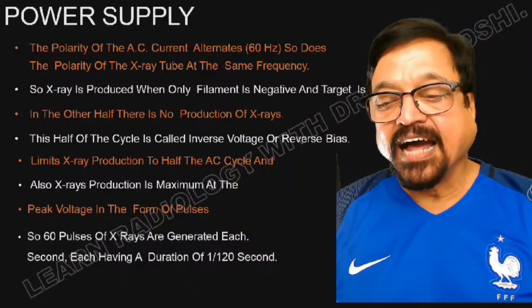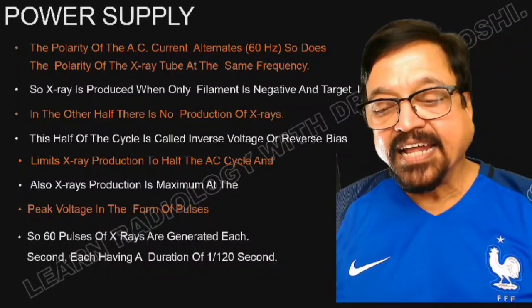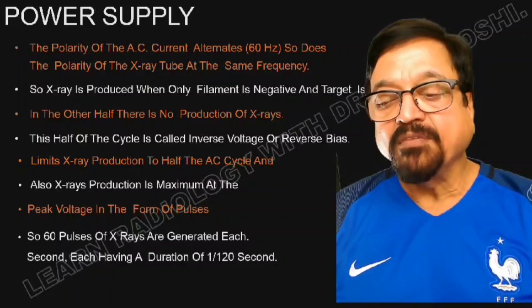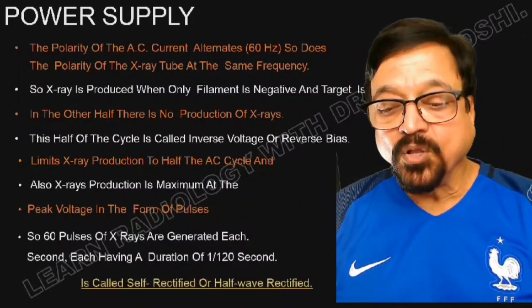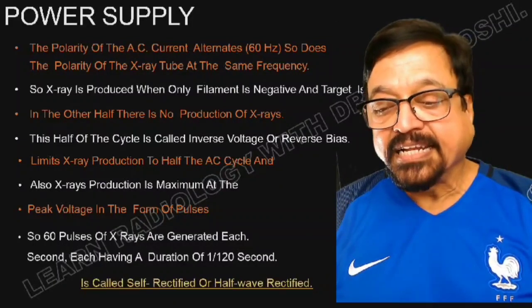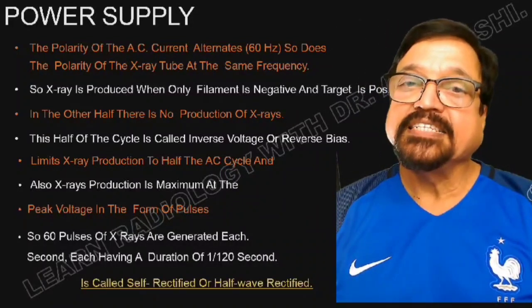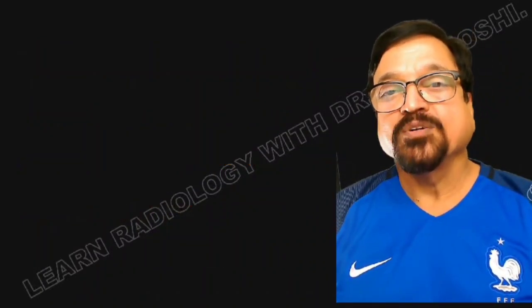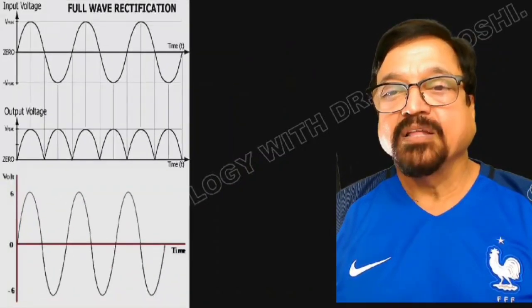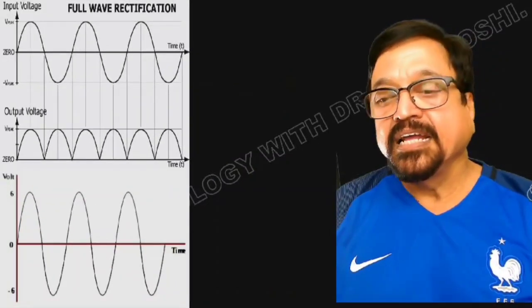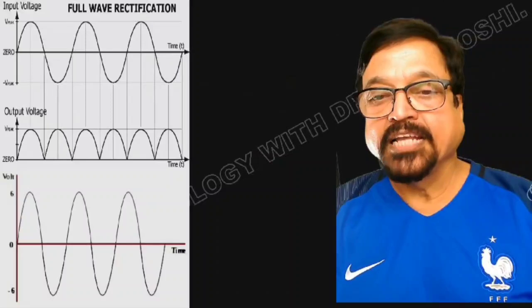Now this principle we are going to see in different lectures. So 60 pulses of X-rays are generated each second, and each has a duration of 1 by 120 seconds. This is just to know the self-rectification, also called half-wave rectification. This is in a smaller unit, but a larger unit has full-wave rectification.